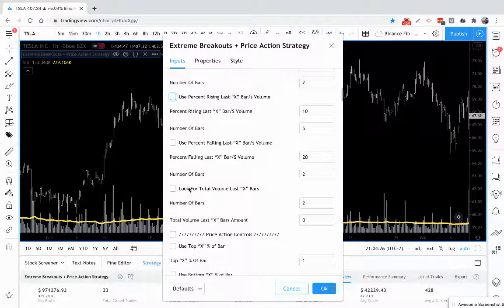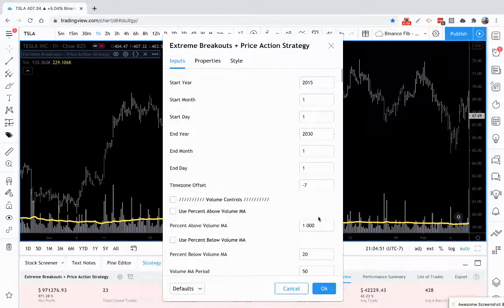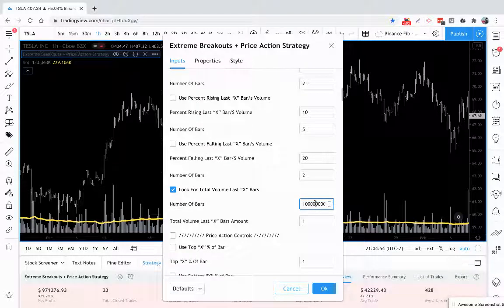You can also just look for volume over the last amount of bars. So let's say we just want to find very liquid times. We want to look for times where there was at least 100 million shares of Tesla sold. 1,000, 10,000, 100,000, million, 10 million, 100 million. Okay, 100 million in one bar. Actually, might be too much. Oh, I'm sorry, I was thinking of liquidity. We need to do volume. So let's do 3 million. 3,000, 30,000, 300,000, 3 million, 30 million. That'd be too much volume also. 3 million.